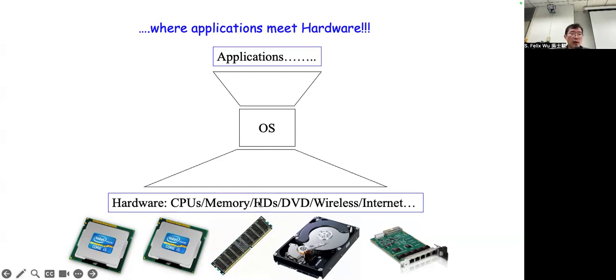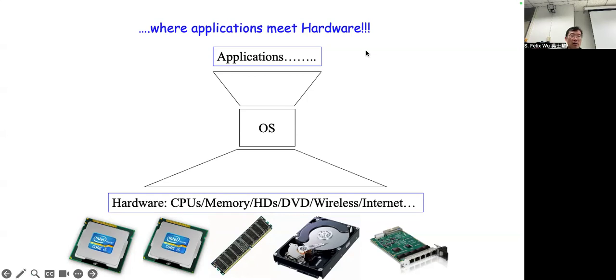On the lower end, you have what we call hardware: your CPU, GPU, your memory, your hard disk, your DVD drive, your wireless communication, your camera. Those are all what we call devices. So your hardware is essentially a motherboard connecting various devices together. And then you have your application. For your application, you can think about your smartphone.